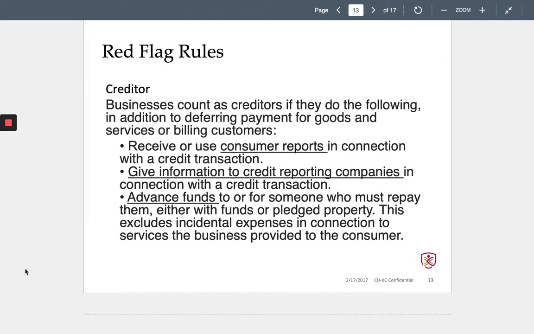Businesses count as creditors if they do the following, in addition to deferring payments for goods and services: receive or use consumer reports in connection with a credit transaction, give information to credit reporting companies in connection with a credit transaction, or advance funds. So really, what does this mean? This basically means if you are not collecting payment, and this is a law that varies from state to state.